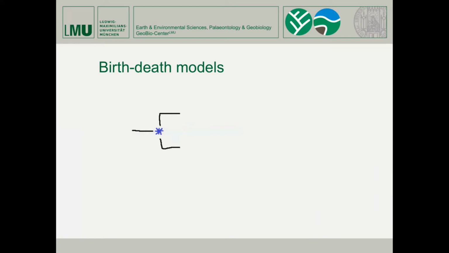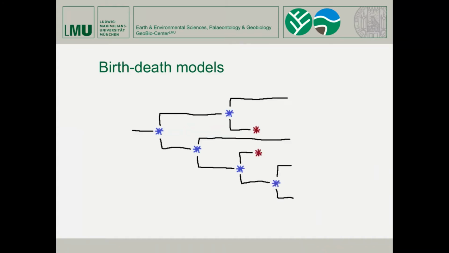And here I will show a cartoon of a simulation based on a birth-death model. So in blue, we have a speciation event. Time is going from the left to the right. In the next time step, we have 3 speciation events, more lineages. In the new time step, we have 2 extinction events in red and 1 speciation event in blue.